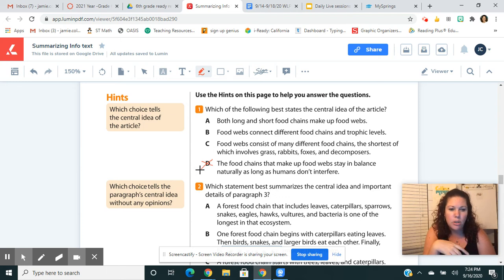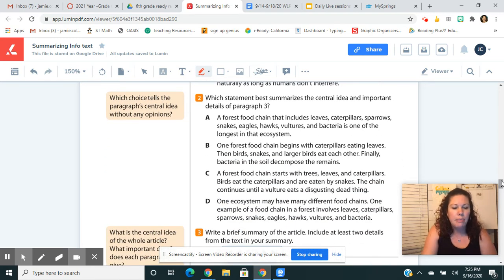Well, A says both long and short food chains make up food webs. I feel like that's very general. Where the central idea that we underlined in the first paragraph was a little bit more specific. So I'm going to cross off A. It can't be that one either. So now you're going to choose between B or C and just circle which one you're choosing that answers the question of the best, okay, because that was the keyword here, best, states the central idea of the article. Okay, now let's look at number 2.